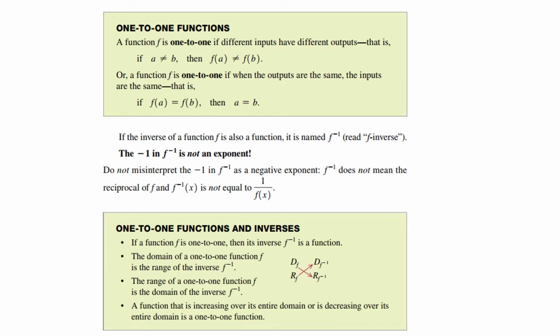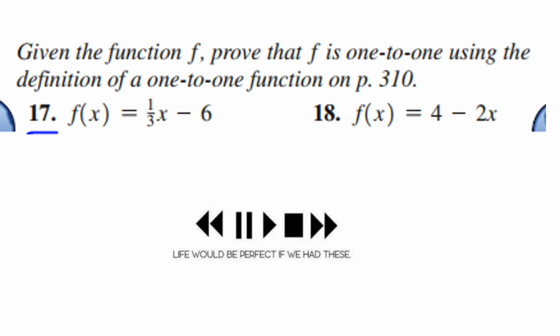A function that is increasing over its entire domain, or decreasing over its entire domain, has to be a one-to-one function because it never doubles back and hits the same values again. Okay, let's look at a couple of problems that deal with this.